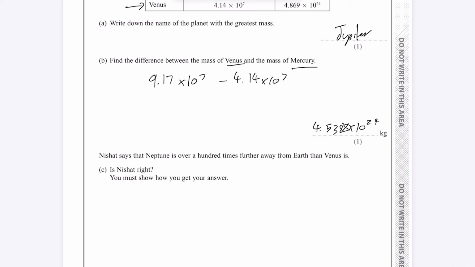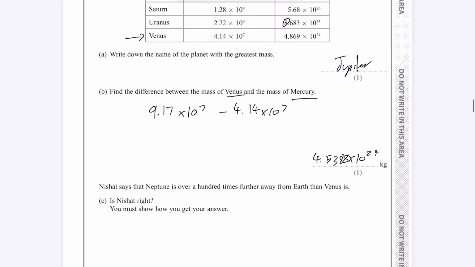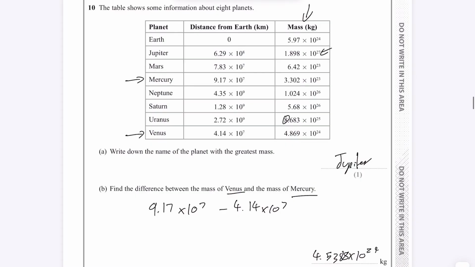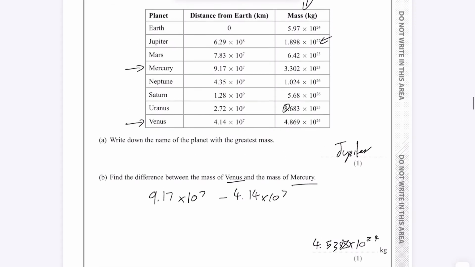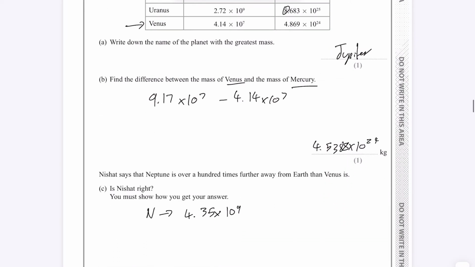Nishat says Neptune is over 100 times further from Earth than Venus is. Is she right? If you come back up here, we can see Neptune is 4.35 times 10 to the power of 9, and Venus is 4.14 times 10 to the power of 7.